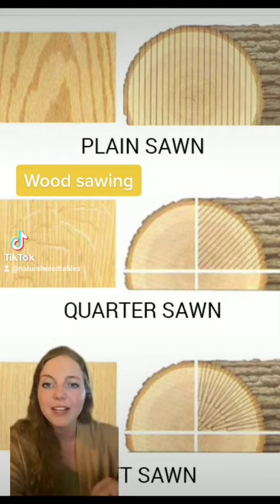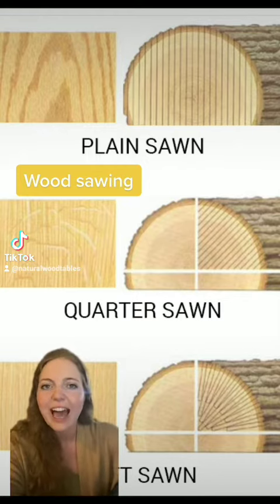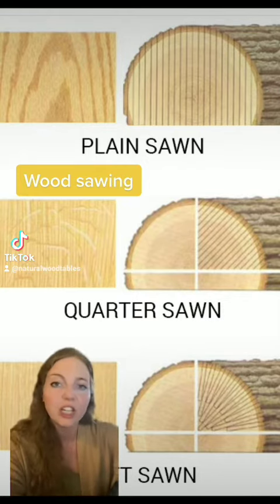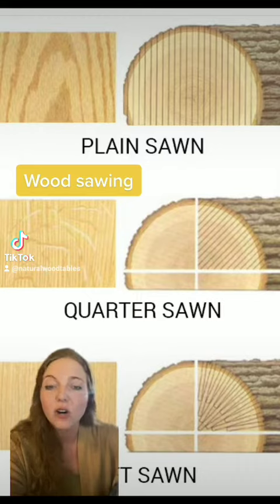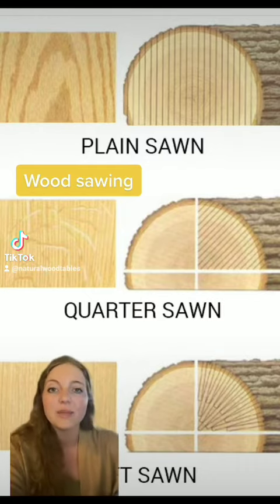The most common is at the top of this picture, and it's called plane sawing. As you can see, as you run your log through your sawmill, you don't have any change in the orientation of the log or of the blade. So this makes just straight planks cut through the wood.